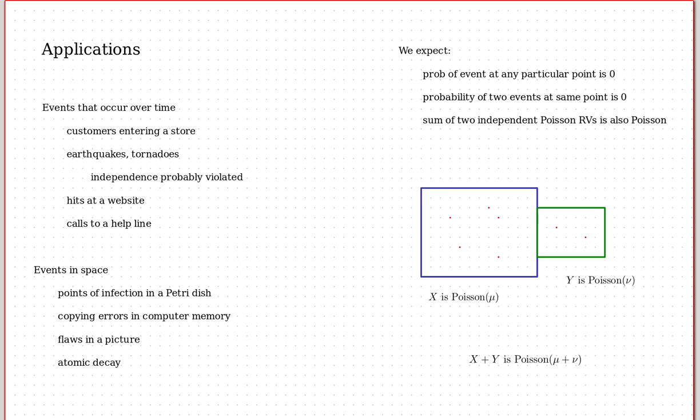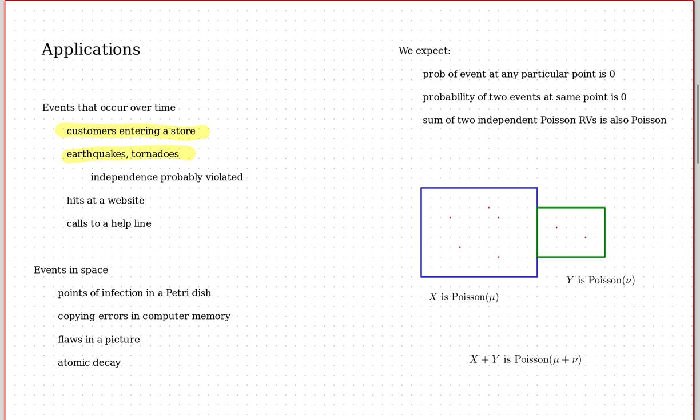I just mentioned already that one of the things you can use the Poisson process for is to model customers entering a store. But there are lots of things you could model, like natural disasters such as earthquakes and tornadoes, which seem to happen more or less at random points in time.